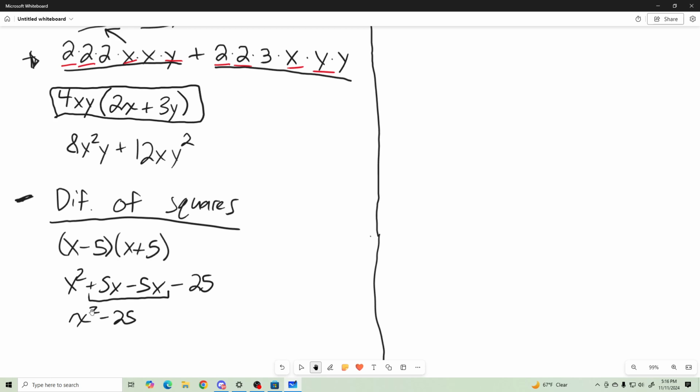So, in other words, if we want to take this and make it more general, if we have a squared minus b squared, what this is going to equal is a plus b times the quantity a minus b.